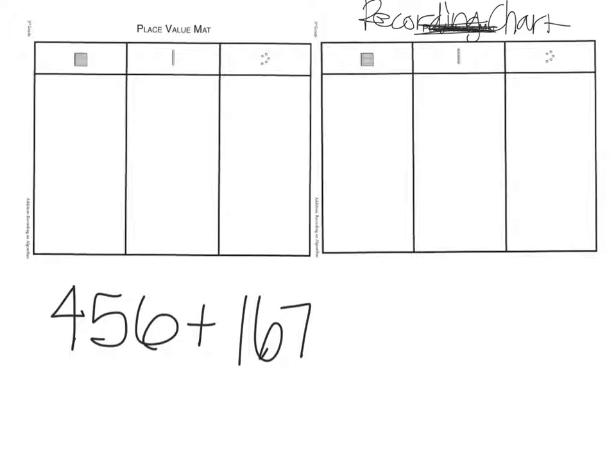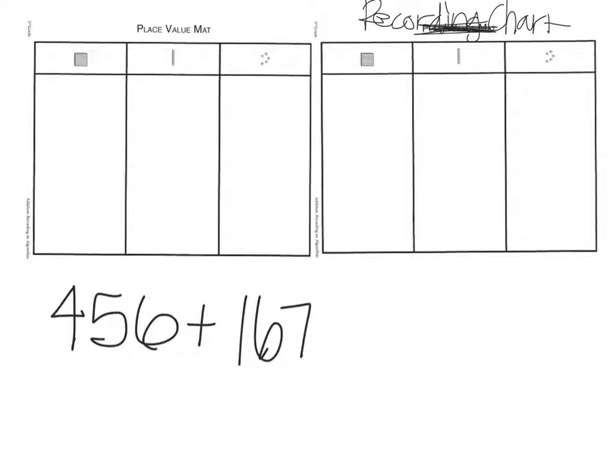For this lesson, we're going to use a place value mat and a recording chart. And our recording chart is just the same as our place value mat. We're just going to use it to record the numbers and use the place value mat to use our base 10 blocks. You can use the ones from the previous lesson, or you can also just show them with the same symbols that I use when you do your problems on your own.